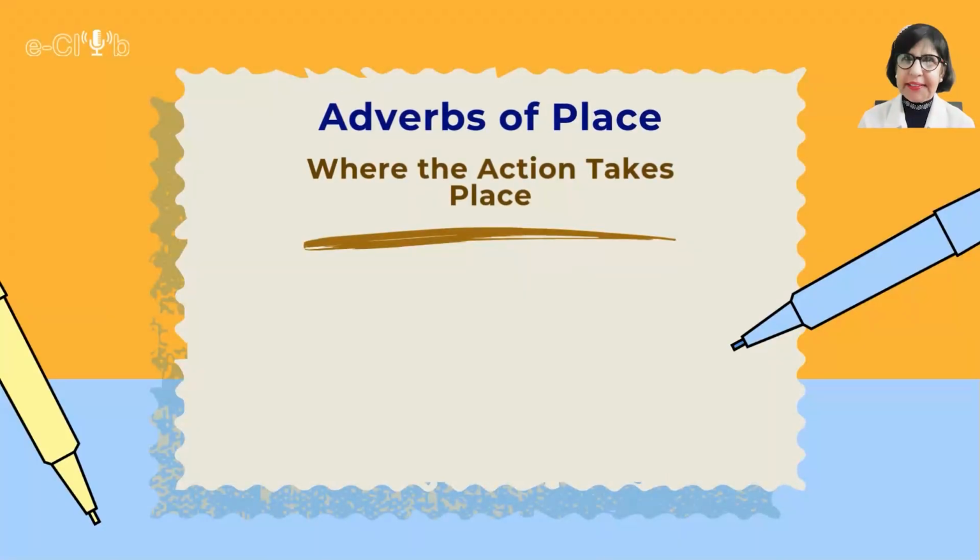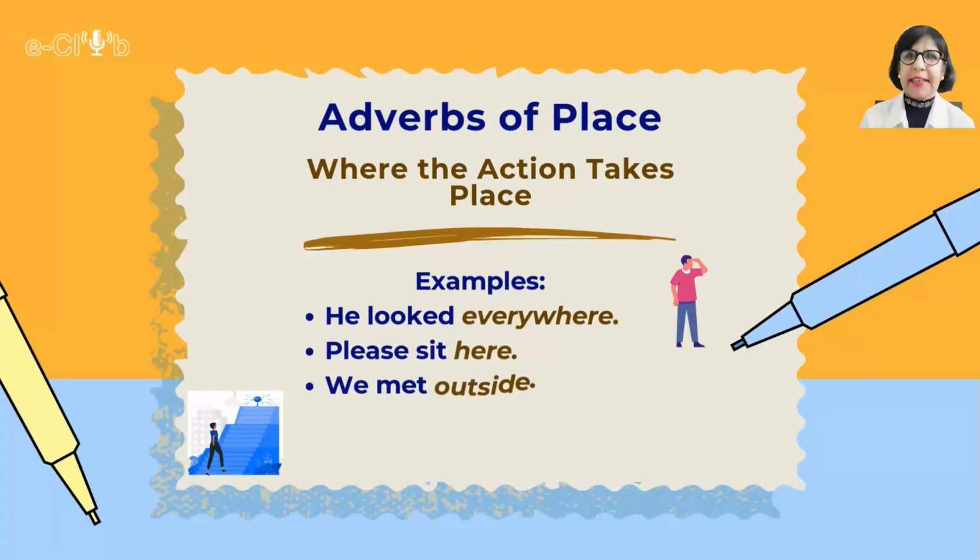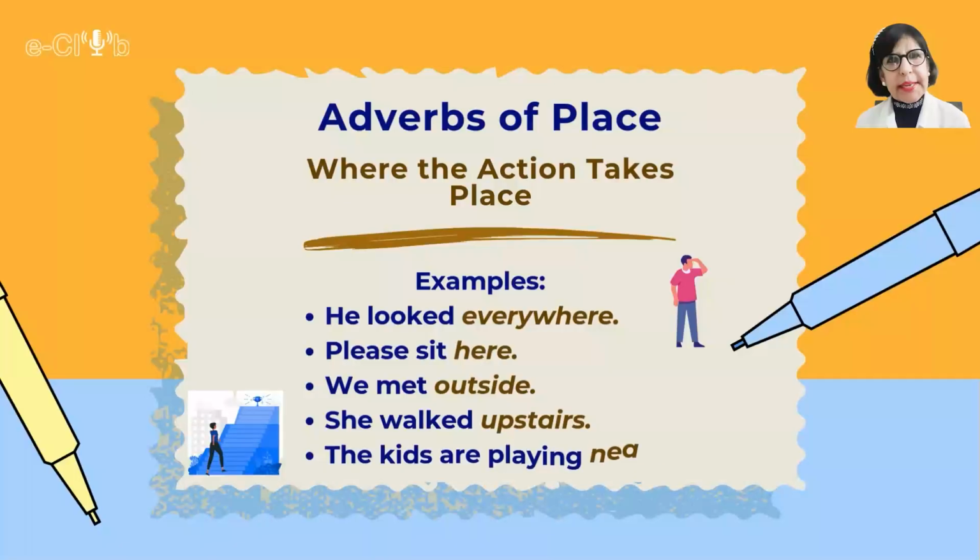Adverbs of place. These adverbs help us know where something happened. For example, he looked everywhere. Please sit here. We met outside. She walked upstairs. The kids are playing nearby. You've probably used these without realizing they are adverbs.